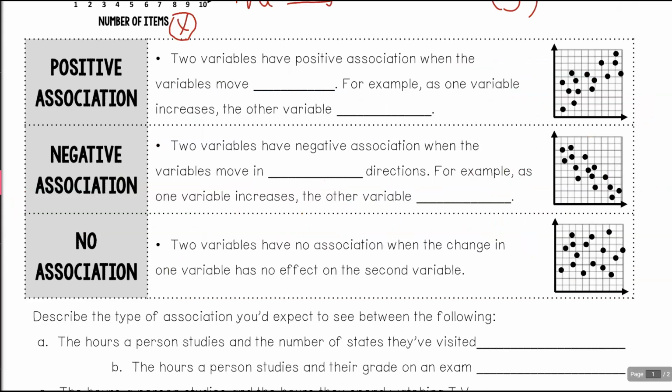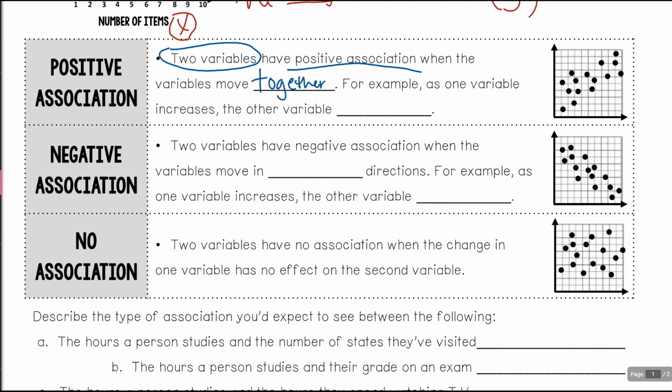All right, guys, this next section is probably the most important in terms of how we start to describe our associations and our relationships between data within these scatter plots. So a positive association, that's when two variables, again, remember, bivariate data, so two variables, have a positive association when variables move together. So what do we mean by that?